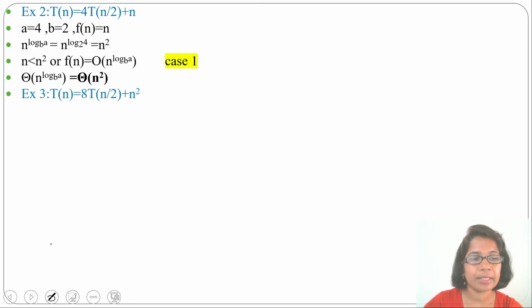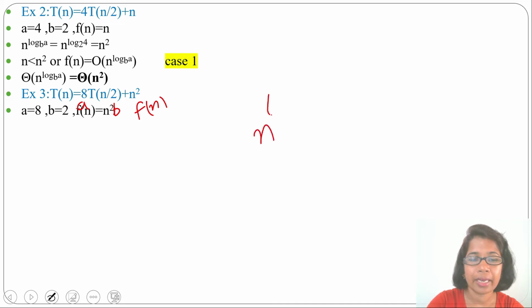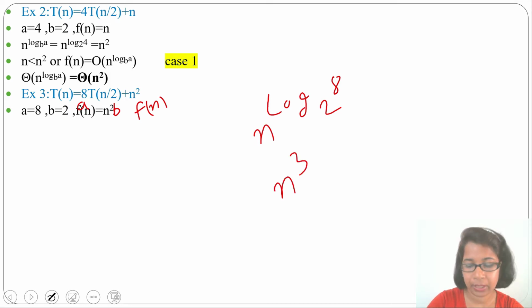Next, example 3: T(n) = 8T(n/2) + n square. Here a equals 8, b equals 2 and the function equals n square. Next we will find n power log a base b. So n power log 8 base 2. It will be 3, since 2 power 3 is 8. So it will be n power 3.